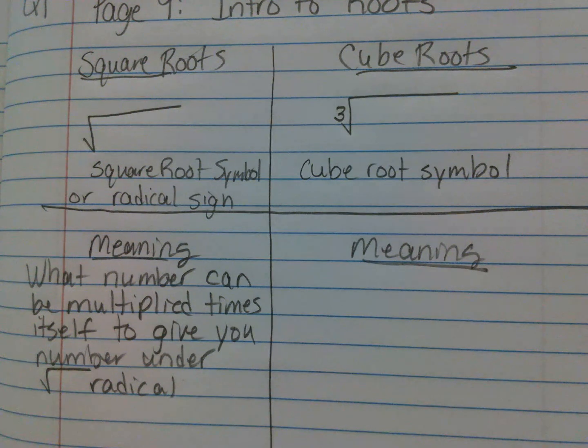So if they say square root of 25, what number can be multiplied times itself to give you 25? That's what they're asking you. If they say square root of 36, what number can be multiplied times itself to give you 36? Okay? That's what they're asking you.